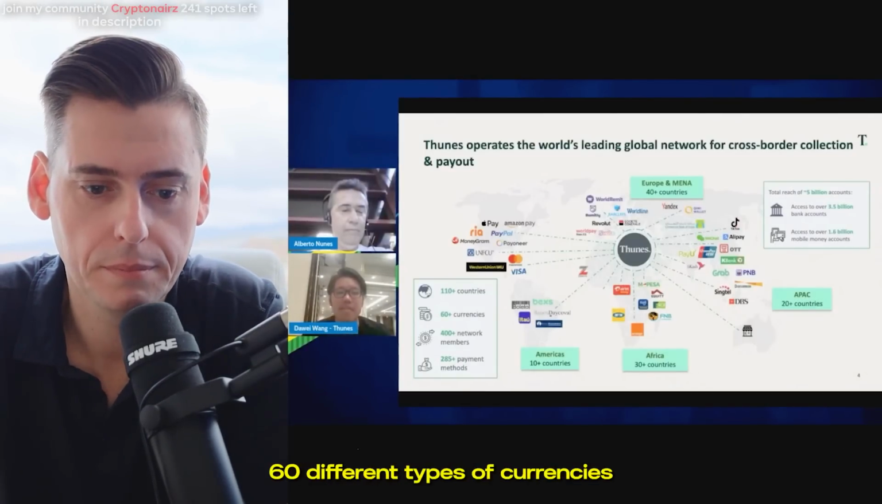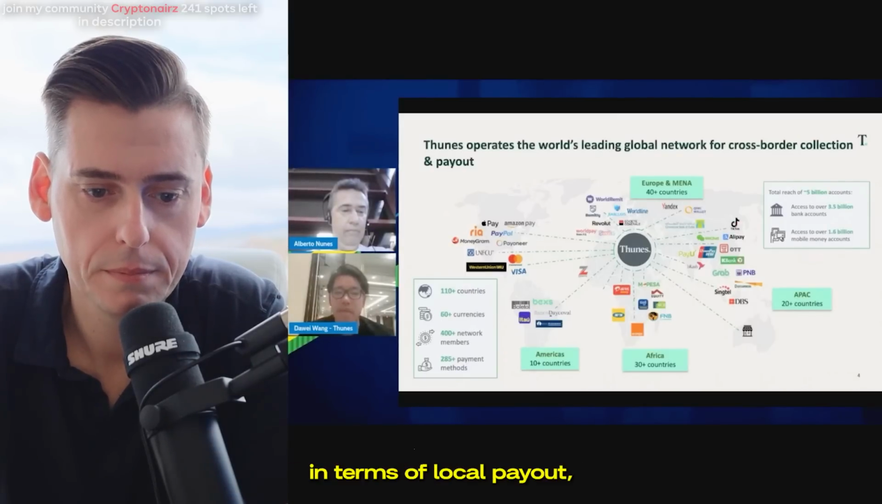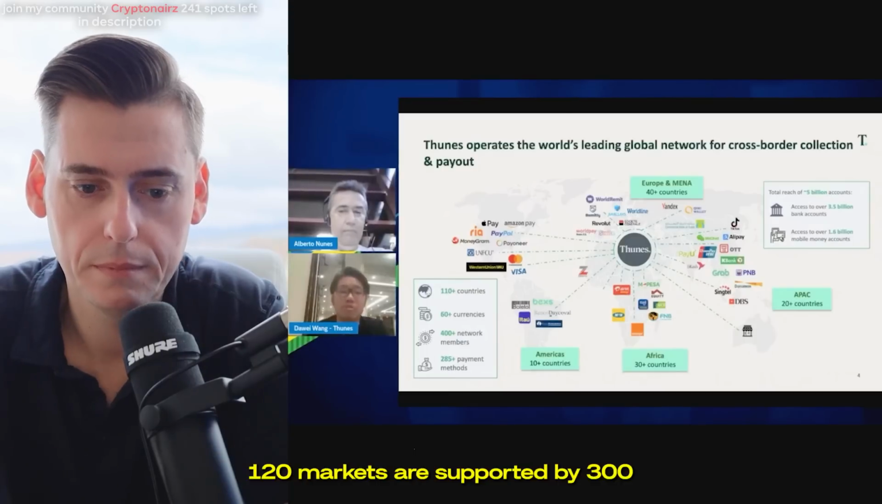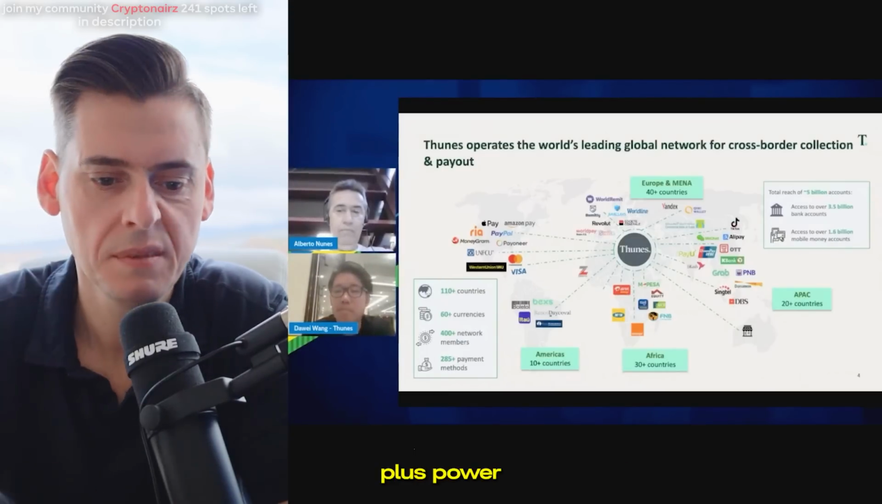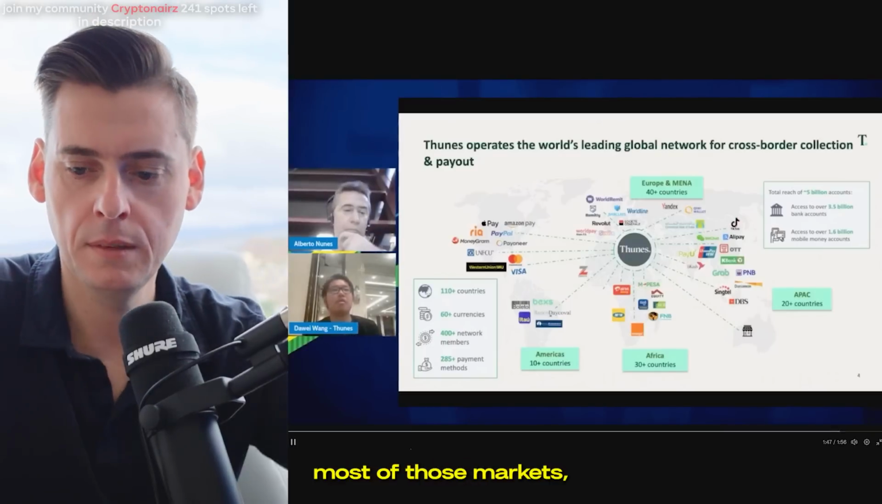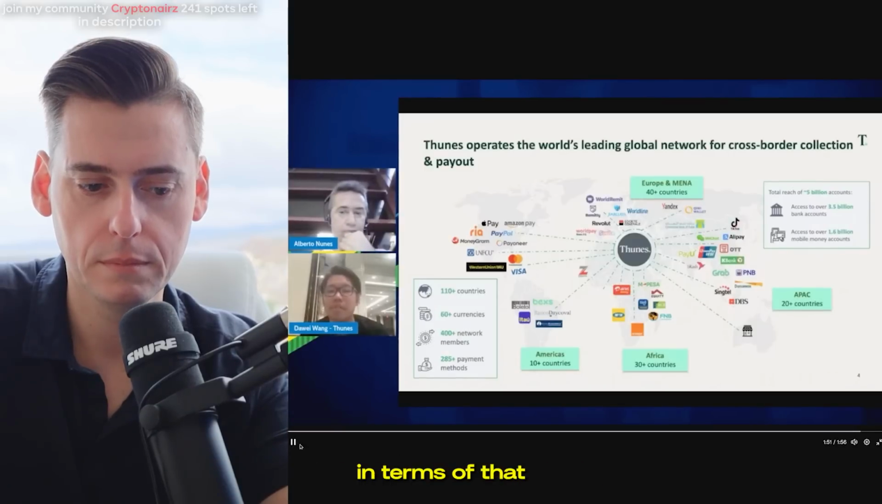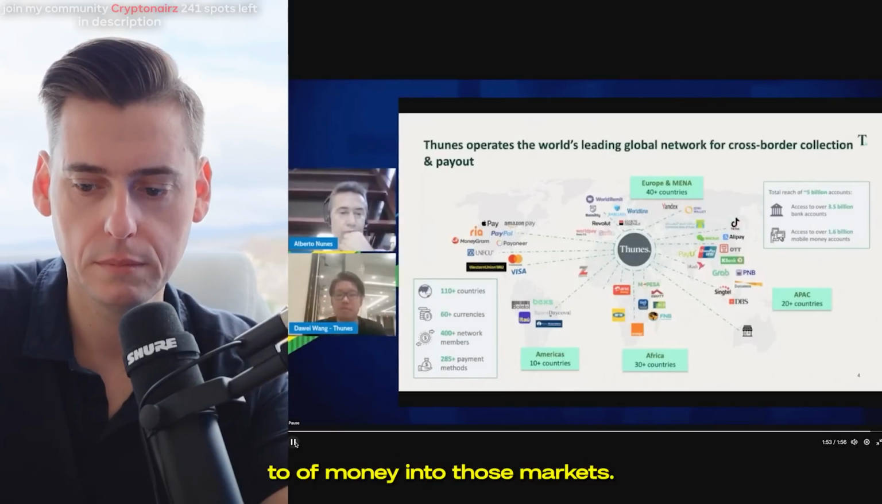So we currently can handle 60 different types of currencies in terms of local payout. Our ability to pay out into these 120 markets is supported by 300 plus payout options across those different markets as well. And in most of those markets, we can reach at least 80 to 90% of the local population in terms of our ability to deliver money into those markets.